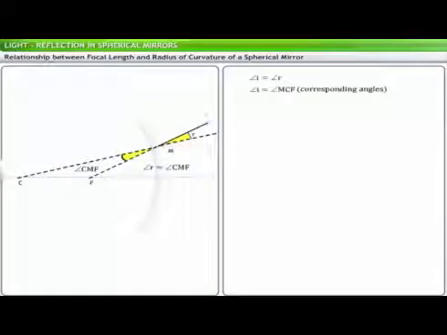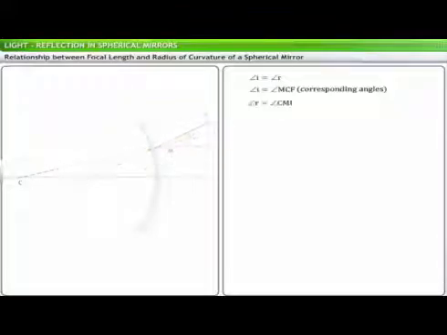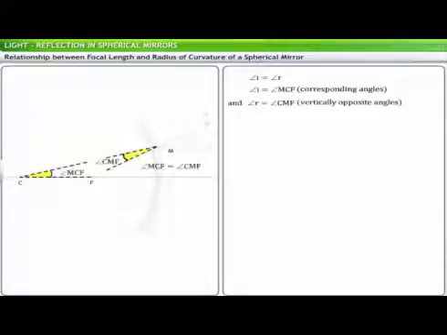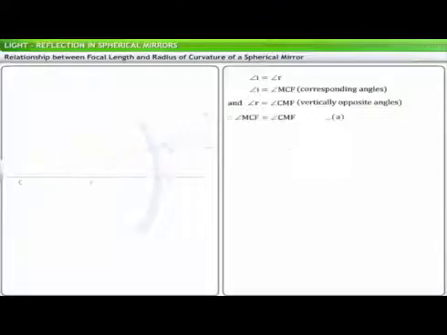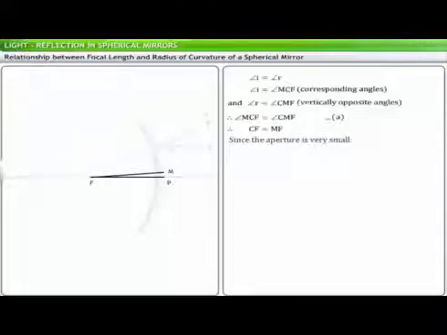Additionally, angle R is equal to angle CMF, as they are vertically opposite angles. Therefore, angle MCF is equal to angle CMF. Therefore, CF is equal to MF. If point M is very close to point P, that is, the linear aperture of the mirrors is very small, then MF is equal to PF. Therefore, CF is equal to PF.